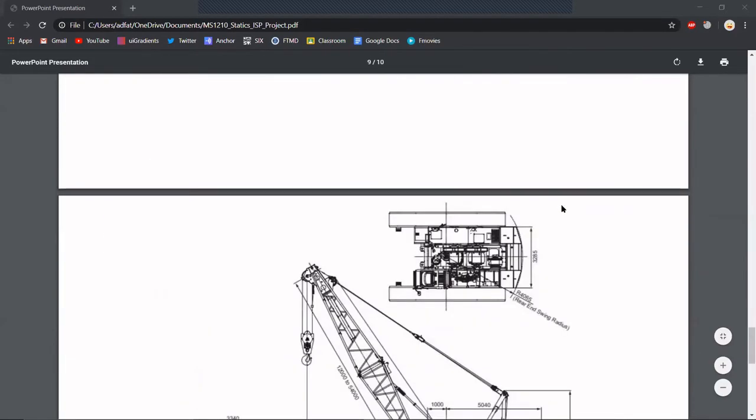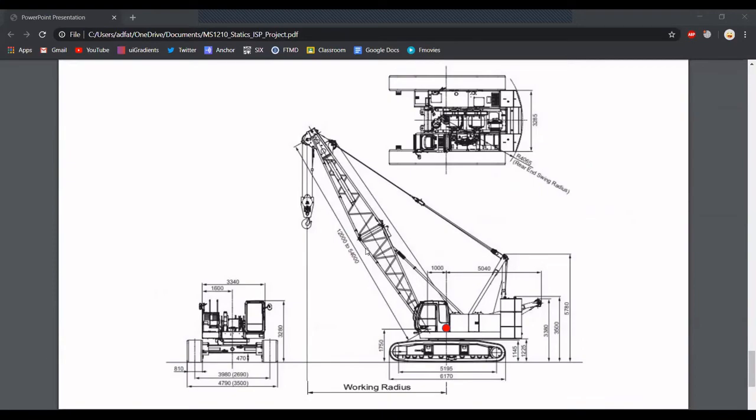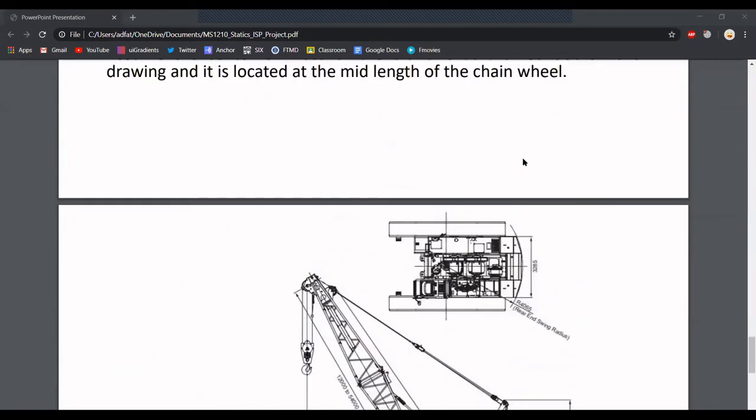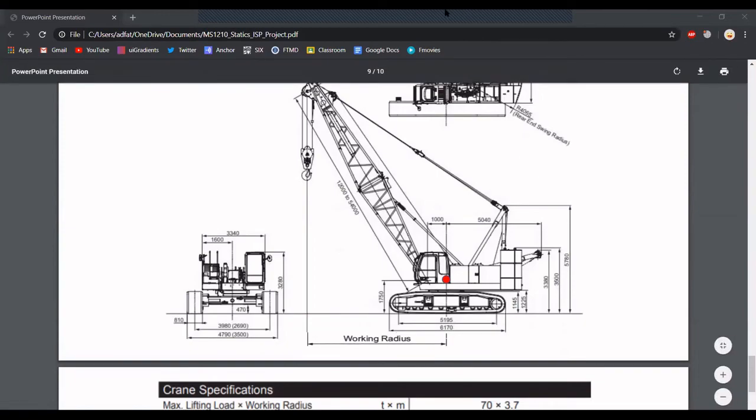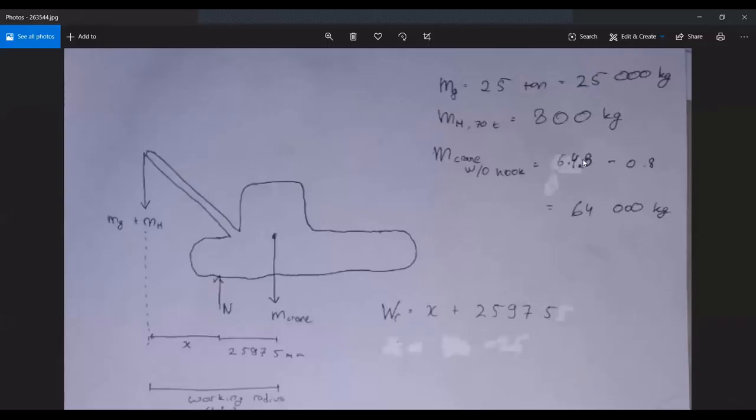So first, let's identify how the crane works. Obviously the crane works by attaching the power generator to the hook here, and then the crane will lift up the hook if it's in a safe working radius. Then we will draw the free body diagram of the crane. There is the mass of the crane itself, the normal force at the point of contact at the end of the crane tracks, and the weight from the hook plus the load itself.